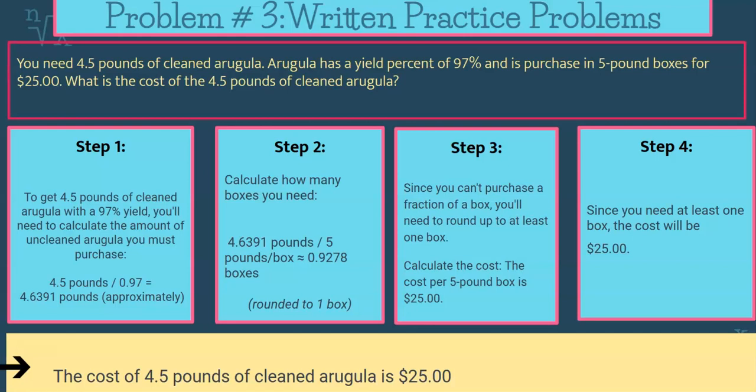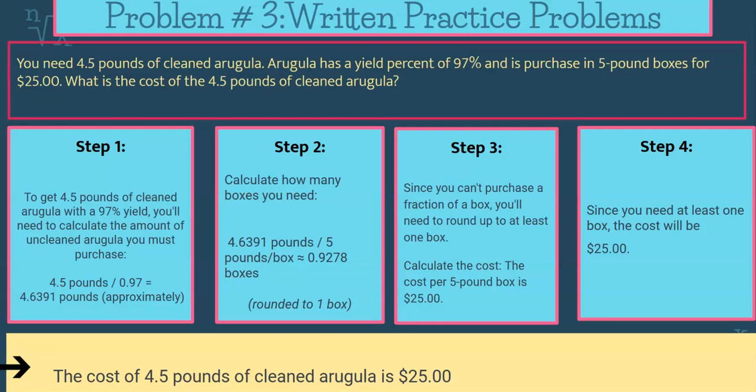So now you're going to calculate how many boxes you need. One box has 5 pounds in it. So you're going to take the answer from step 1, counting for yield percent, 4.6391 pounds total, and you're going to divide that by 5 pounds in a box. And you are going to need less than 1 box, so 0.9278, which would be rounded to 1 box. So we're good there. Then you'll move on to step 3. Since you can't purchase a fraction of a box, you'll need to round up, which is why we need to buy a whole box.